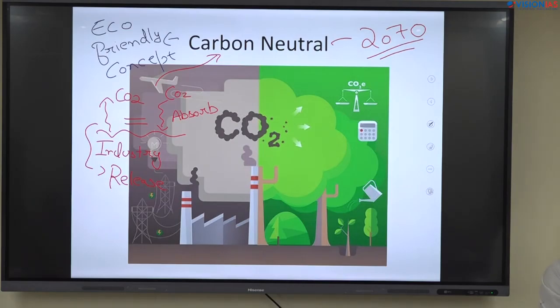In second line, a word is written climate neutral. See, it means the same thing. Whether you call carbon neutral, whether you call climate neutral, it is the same meaning.